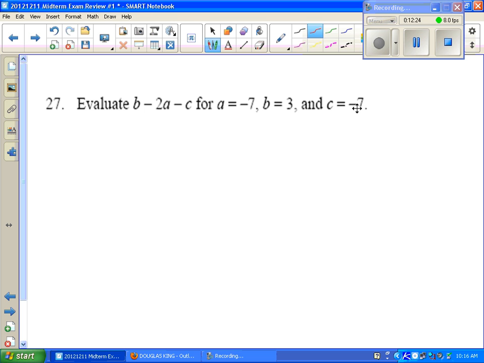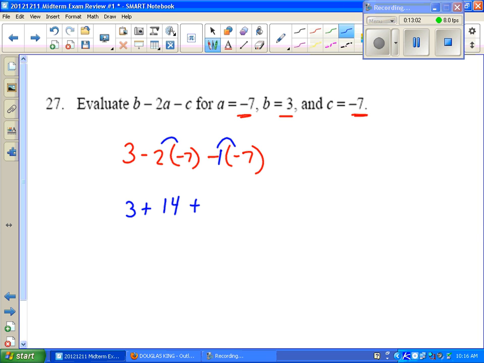B minus 2A minus C. Okay, the value for B is 3. Minus 2 times A's value, which is negative 7. Minus, and then C's value is negative 7. Notice you have minus and negative again, just like on that problem just a minute ago. So 3 minus 2 times negative 7 is just like a negative 2 times a negative 7, which would be a positive 14. So 3 plus 14. And this is just like negative 1 times negative 7, which is plus 7. 3 plus 14 is 17, plus 7 is 24.